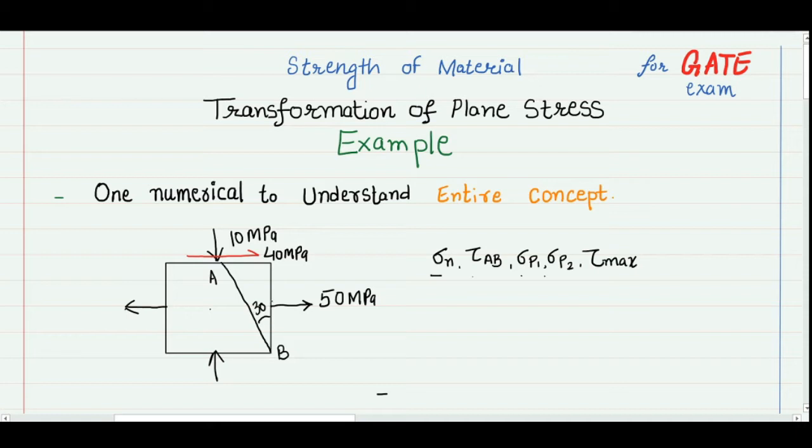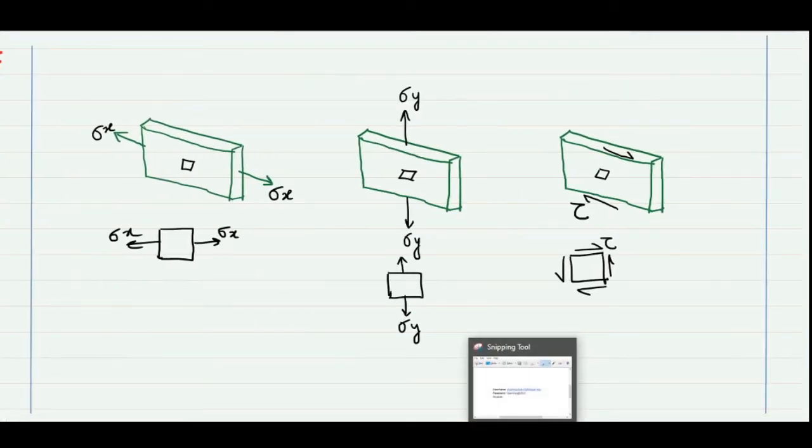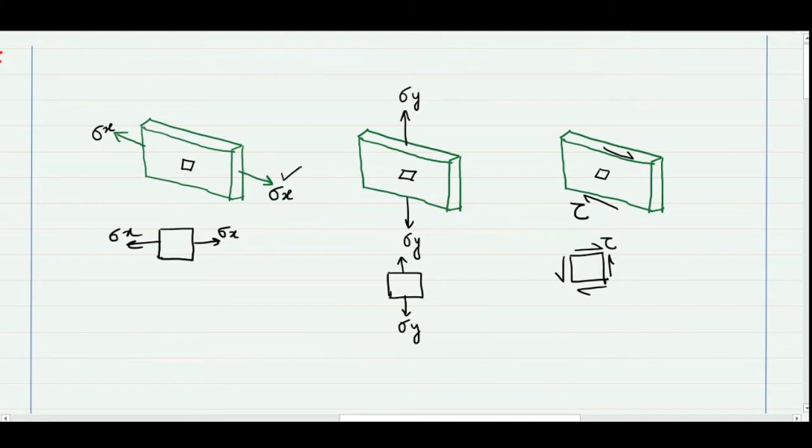So the first thing before I start the problem, I would like to discuss why we represent a problem of transformation of plane stress with this square stress element. Actually, if we are having a body and we are applying axial force, for example here I am showing that I am applying force sigma x. So this is the actual body, but I assume a small element which is going to represent the entire body.